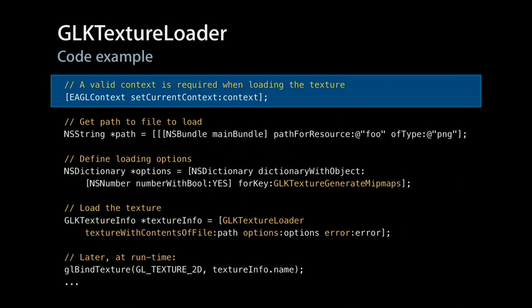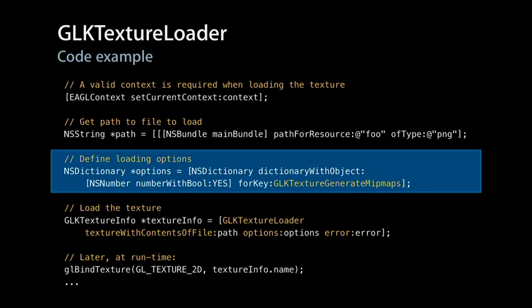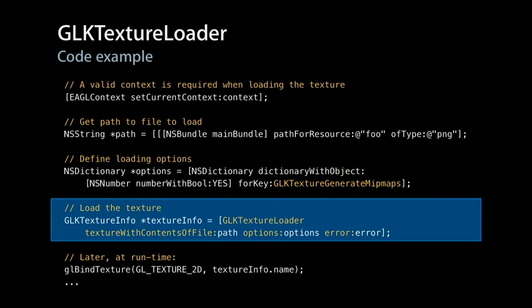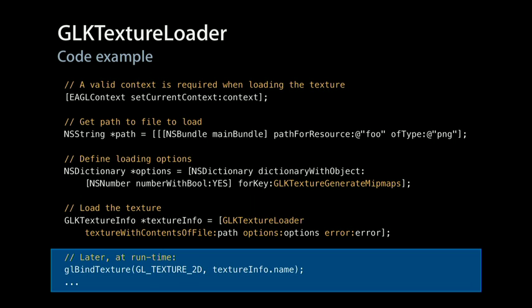So let's take a look. We've already created our context here, and we make it current if it isn't already. And in this case, I want to load the texture from a file, so we define the path to the file we want, foo.png in our bundle, and define our options. I've specified here that we want the texture loader to generate bitmaps for us, and now we load the texture. We pass the path, the options, and check for errors, and this returns a GLK texture info object. So all this is done during the texture loading phase of our app. And then later, when it's time to draw something with this texture, we just make regular GL calls to bind the texture, passing in its name.